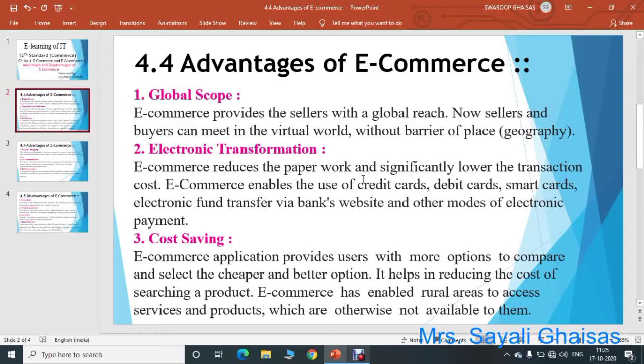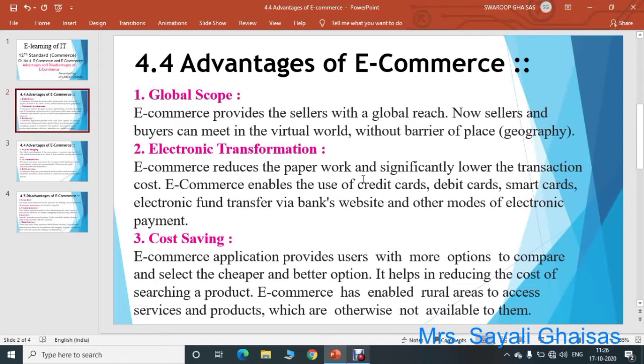It helps in reducing the cost of searching for a product. See, you do not have to go anywhere to search different products, but by just using different websites, you can search for the product on different sites. So you can easily compare it. There will not be any cost required. So it reduces the cost of searching for a product.